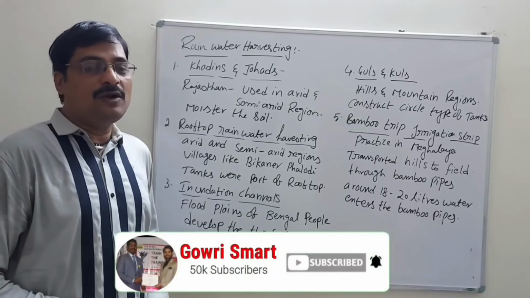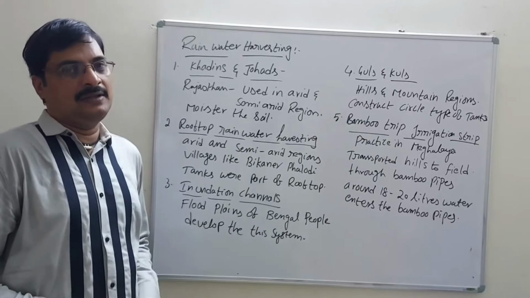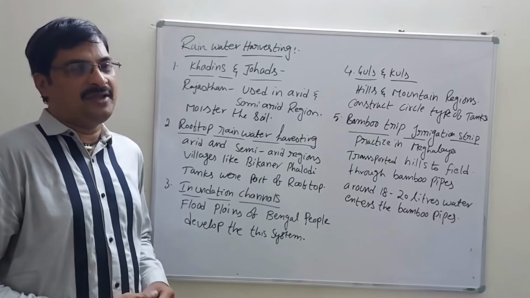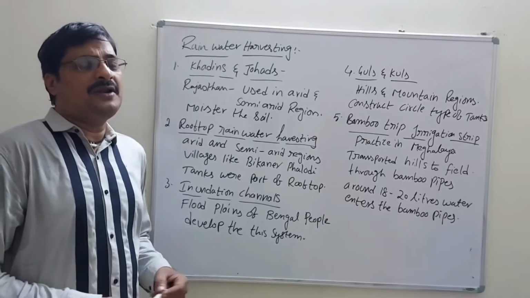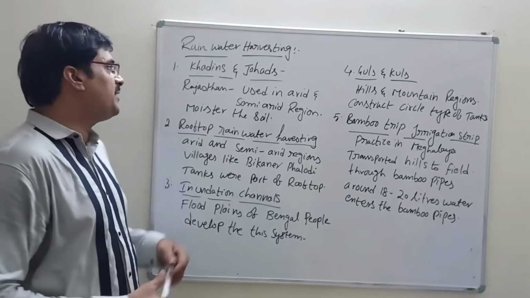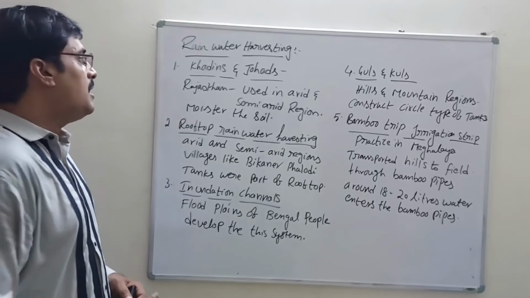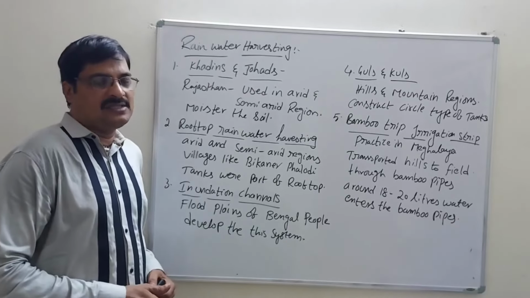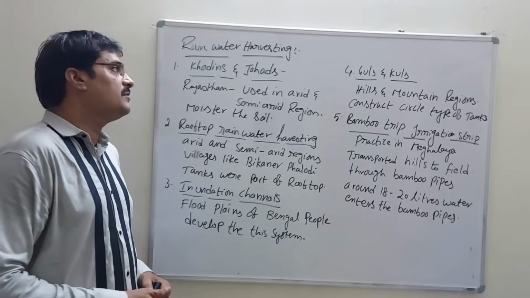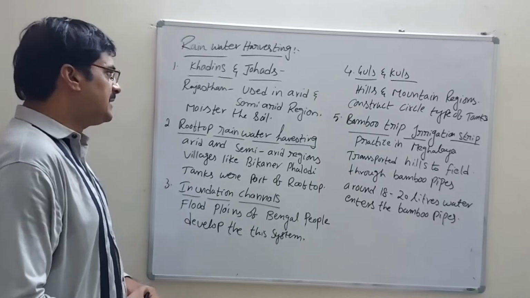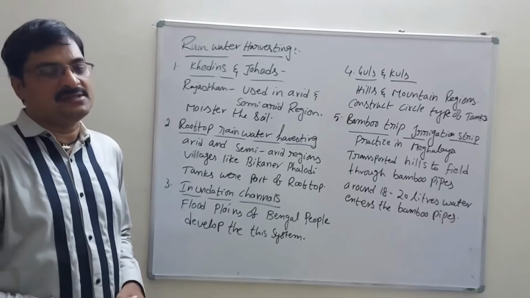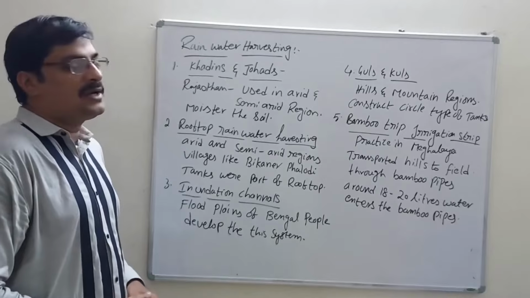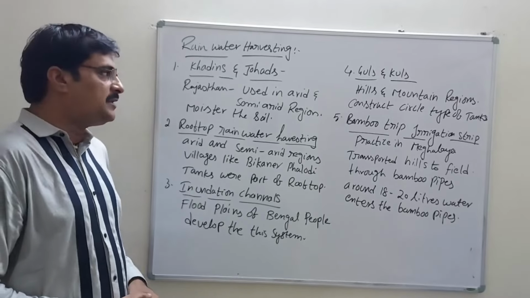That means rainwater should not be wasted in any kind of area. Different people are using different kinds of methods. First we have to see the Kandins and Jodas. This is one kind of harvesting system practiced in Rajasthan. Yes, what is the main thing about that?